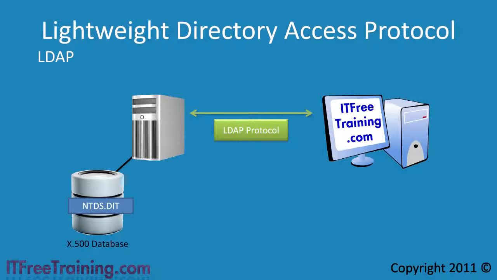LDAP was first released back in 1993. It provided a simple way to access X500 databases such as Active Directory. LDAP supported IP-based networking and was adopted by Microsoft to access the Active Directory database. Even though other systems do exist and the shortcomings of other protocols such as network support have been addressed, LDAP continues to be used by Microsoft to access the Active Directory database.